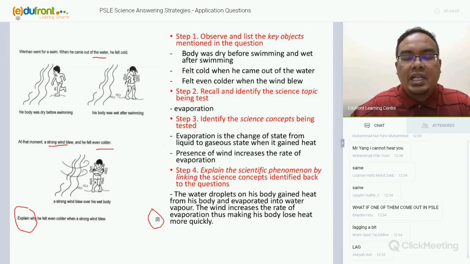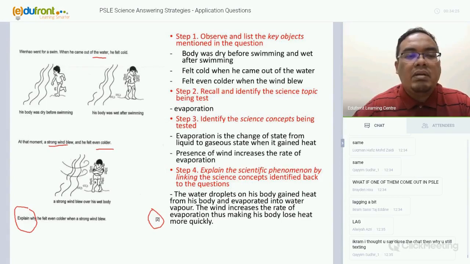The three factors affecting the rate of evaporation are: number 1, the presence of wind; number 2, the temperature of the surrounding; number 3, the exposed surface area of the water. These 3 concepts you need to know. These are in your syllabus. So in this particular question, the factor affecting the rate of evaporation that they ask about is the presence of wind.